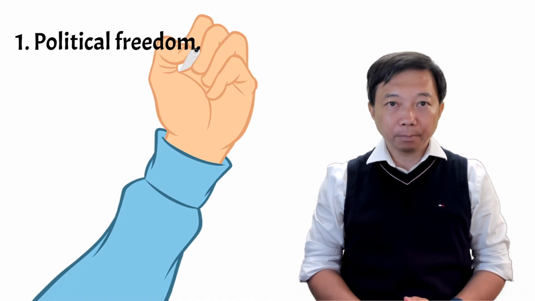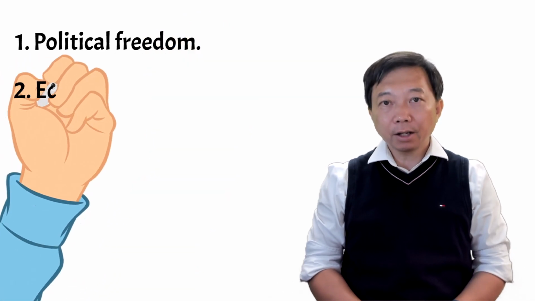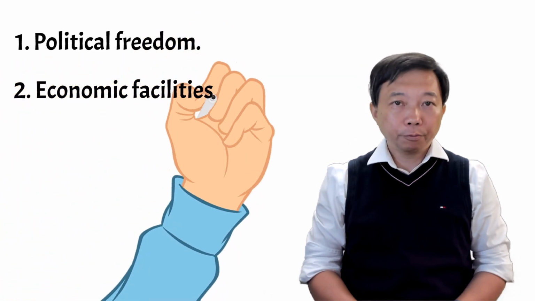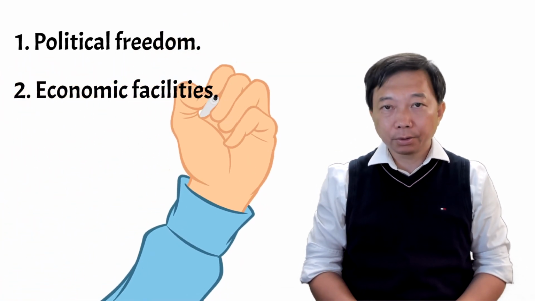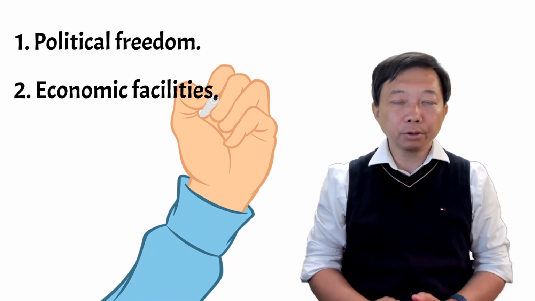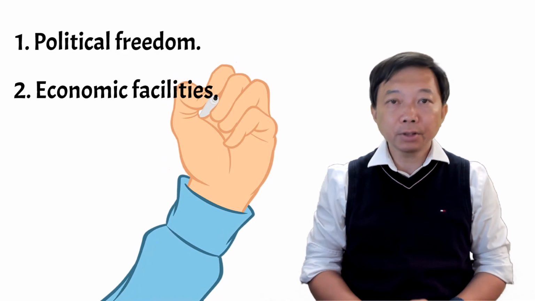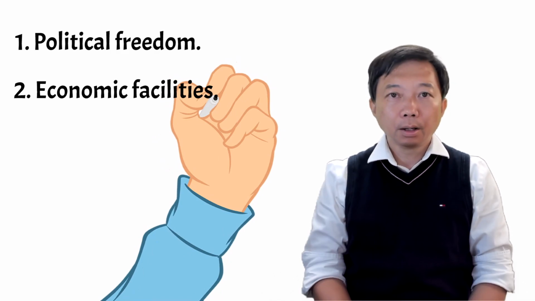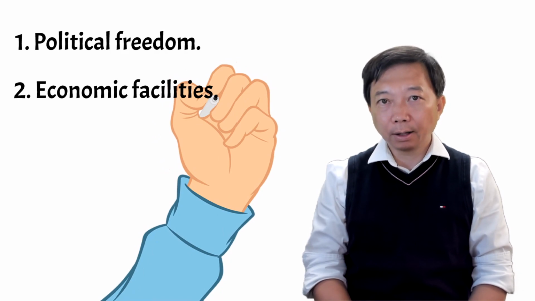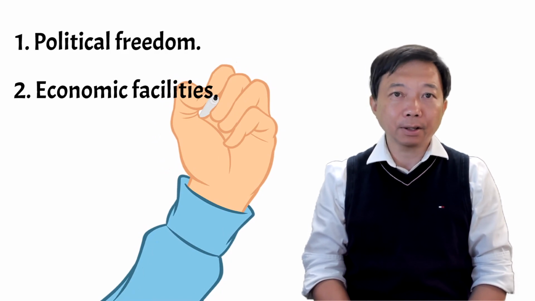The second freedom is economic facilities. This refers to the opportunities that individuals enjoy to utilize economic resources for the purpose of consumption, production, and exchange. People have the right to work and earn income and access markets.